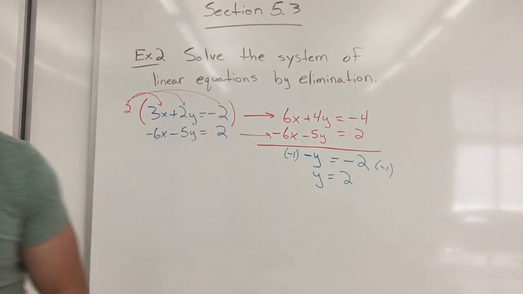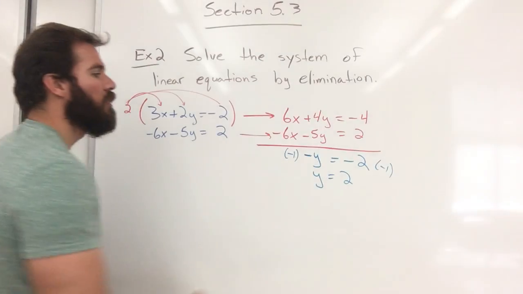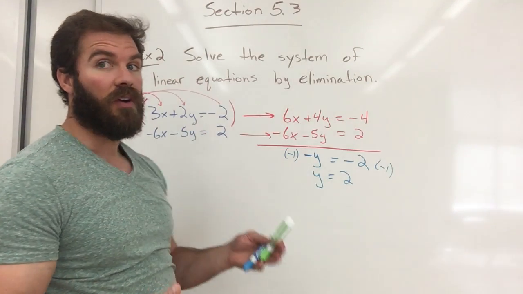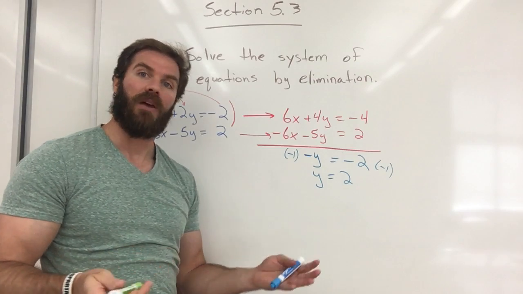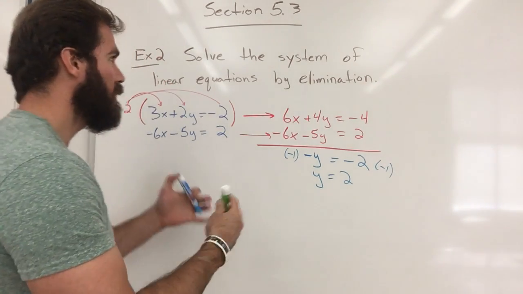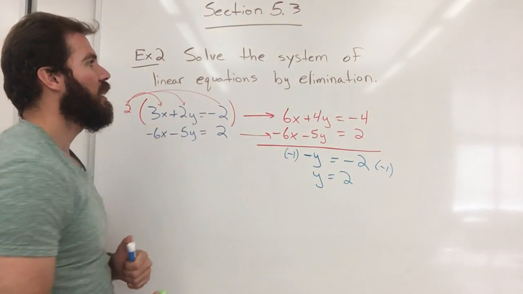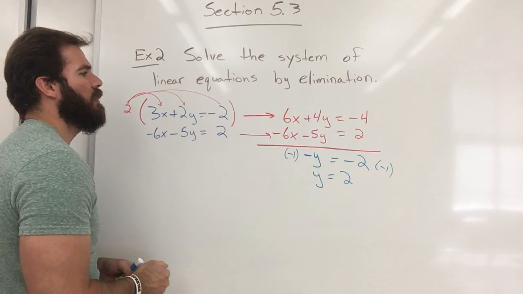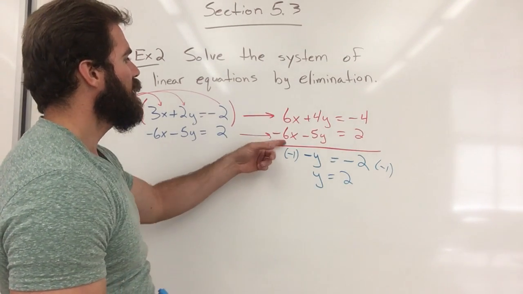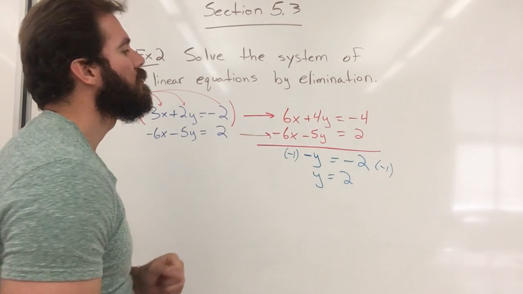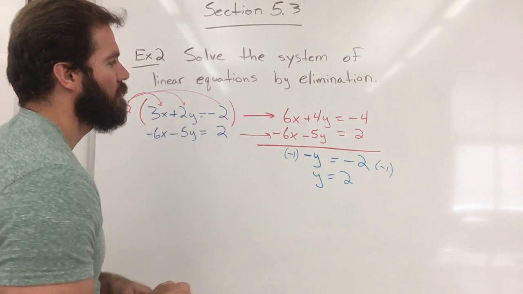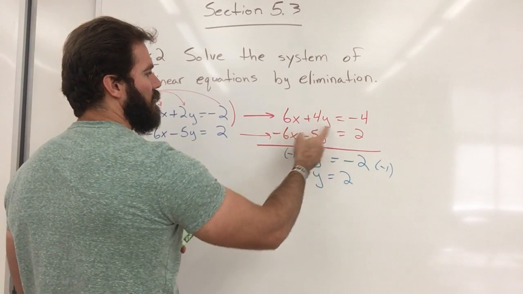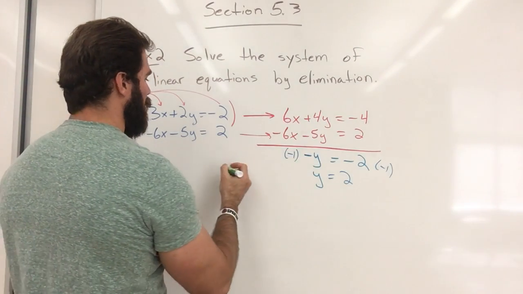We're not done though. We need to plug y into one of these equations and then solve for x. And then when you have x and y, which is your ordered pair, which is your solution to the system of linear equations. All right, which one do we want to plug it into? This one or this one? Doesn't really matter. I'll just choose the top one because they're all positives.